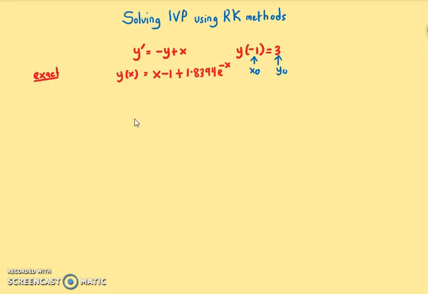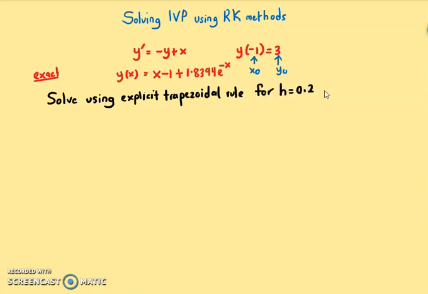Now, let's say I want to use the explicit trapezoidal rule. The question says something like this: solve using the explicit trapezoidal rule for h equals 0.2 and n equals 2. What this means is that we're going to look at only two steps.